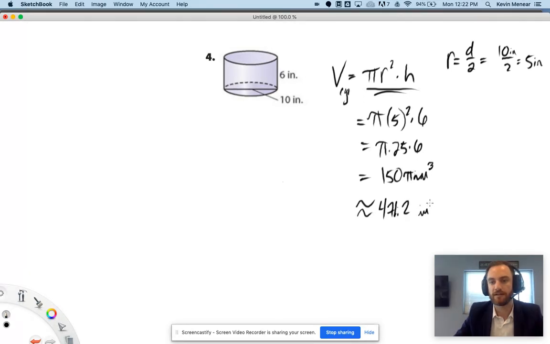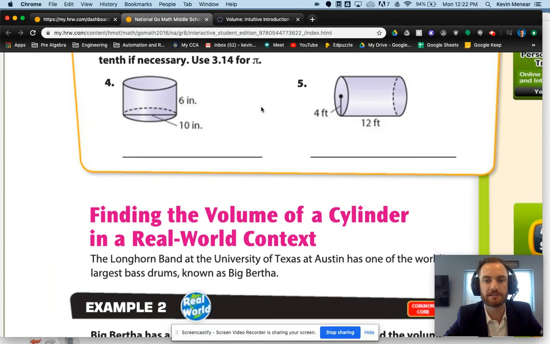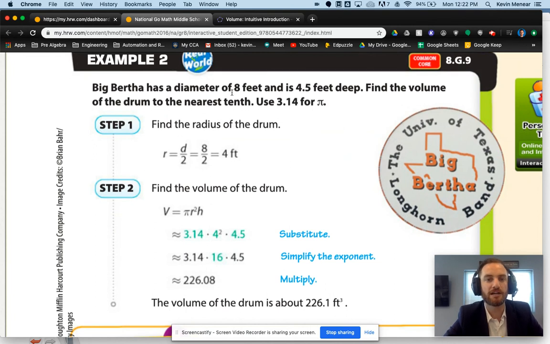471.2 inches cubed would be the volume of that cylinder. Awesome. You could do 5, very similar. Okay, real world context. Big Bertha has a diameter of 8 feet and is 4.5 feet deep. By that they mean the height of the cylinder or the length of the cylinder, depth.